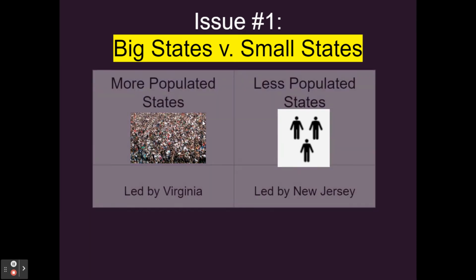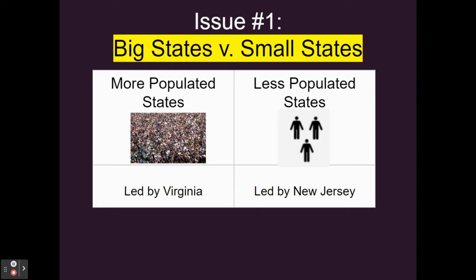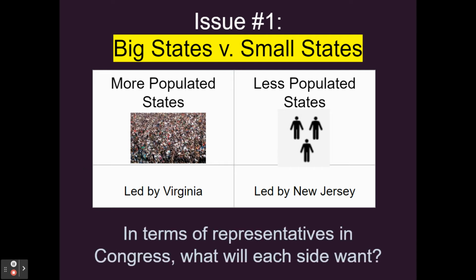So the large states are the more populated states, and the less populated states have less people. So the more populated states were led by states like Virginia. So you'll hear something called a Virginia plan in a second. And then the less populated states were led by New Jersey. And we'll often call it the New Jersey plan, and they have a different view. And here's the conflict they had. If you're going to send representatives to Congress to make laws, and all 13 states are going to do it, you have to think about what each side will want. States with a lot of people and states with less people.